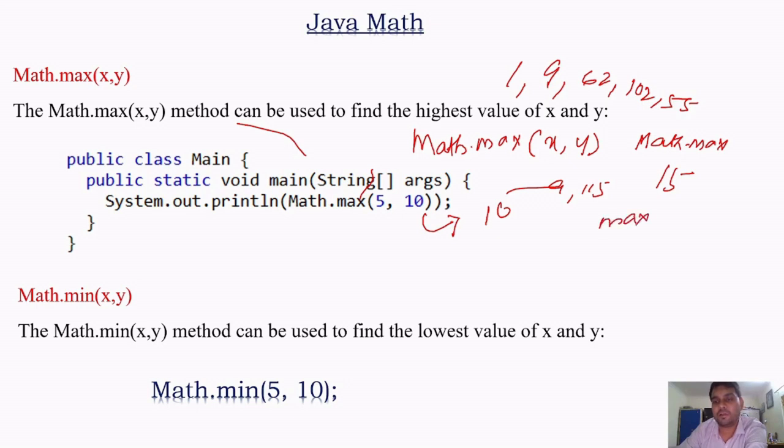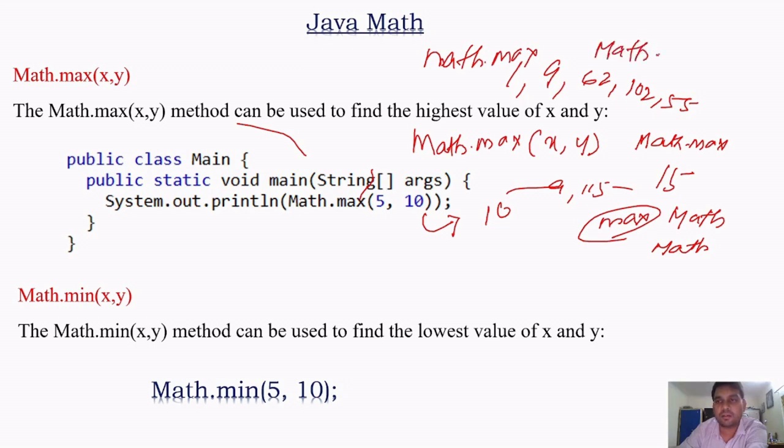Max is in lowercase. Everything is written in lowercase, but Math is written with an uppercase M. This is the important thing. You cannot write it with a lowercase m in math, and you cannot write max with a capital M. Generally we write max with a capital M, but Java does not accept a capital M. It will take only max with m in lowercase. If you want to know the minimum, same thing, math dot min. Here the output will be 5.